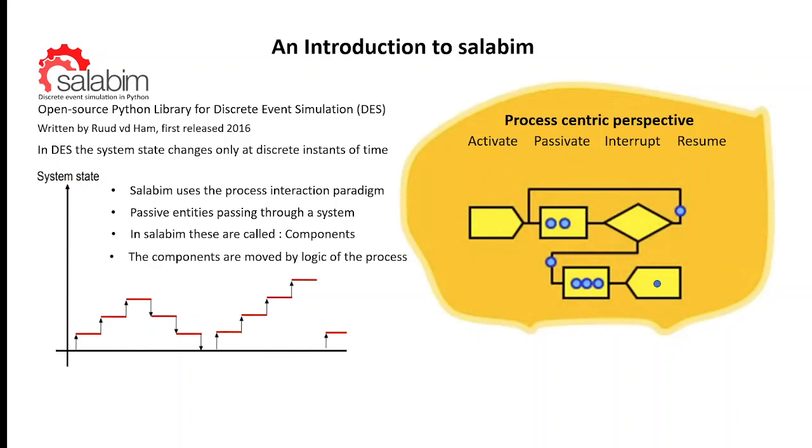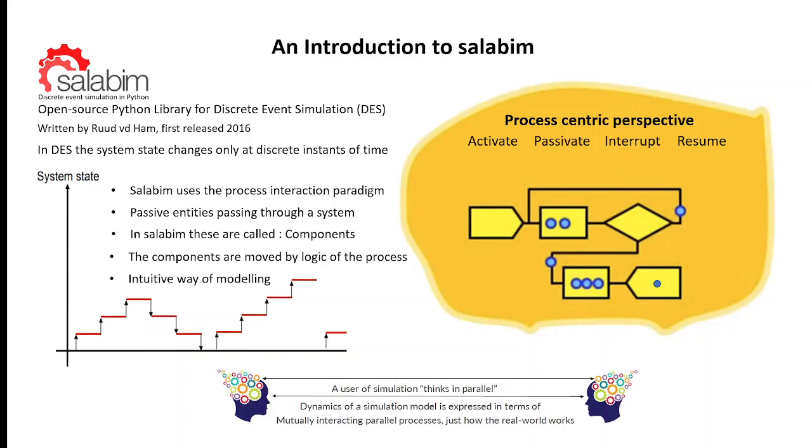And that's moving the components through the logic of the process. It's actually a very intuitive way of modeling. And when a lot of things are happening at the same time, and we have to think in parallel, it's quite nice to be able to have methods like this, that you will actually activate, passivate, or interrupt a component that goes through a certain process. It's just how the real world works.